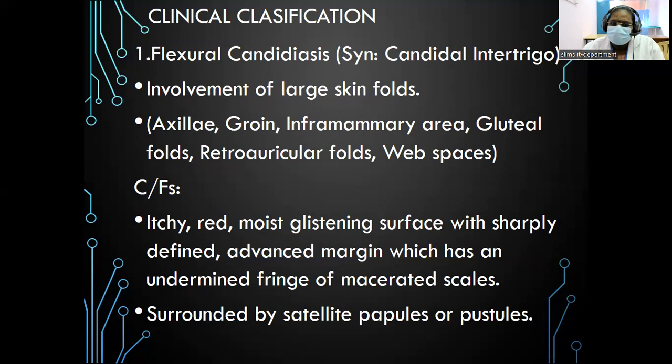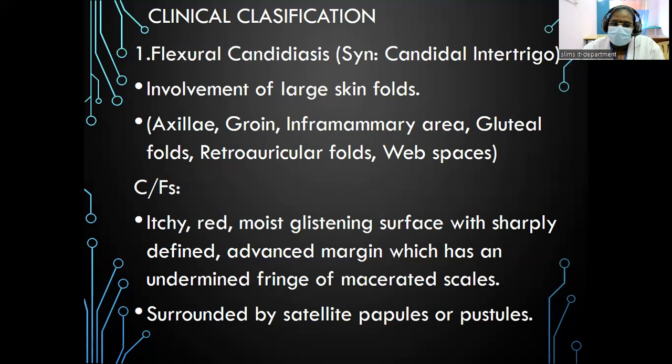So many clinical types for candidiasis. One is flexural candidiasis, otherwise known as candidial intertrigo, where there is involvement of the skin fold flexural areas, commonly axilla, groin, inframammary area, retroauricular folds, web spaces, gluteal folds.